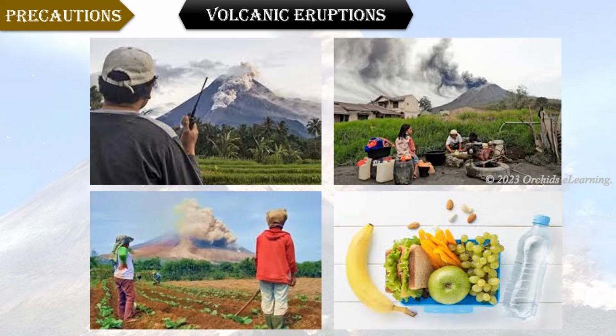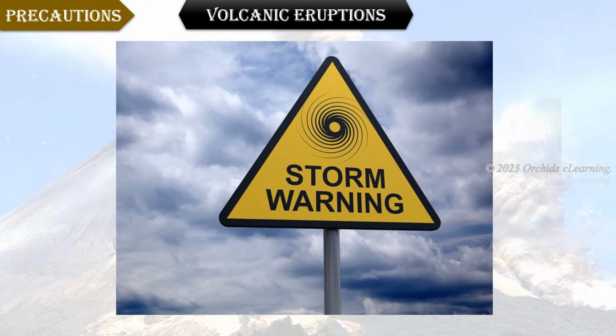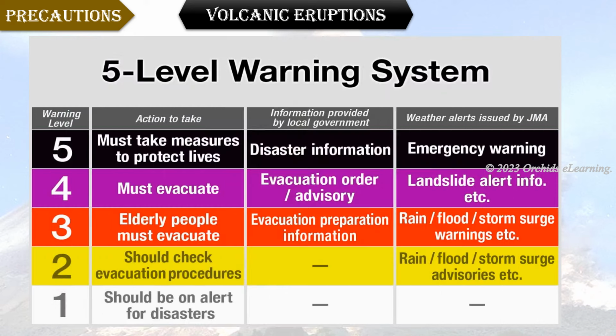Precautions. People who live in eruption-prone areas are taken to safer places as soon as an eruption starts. Food and water have to be stored for several days. When disasters are likely to happen, the government warns the people and also makes arrangements to rescue disaster-hit people. This has helped in saving lives, but often the damage to property and crops cannot be prevented.